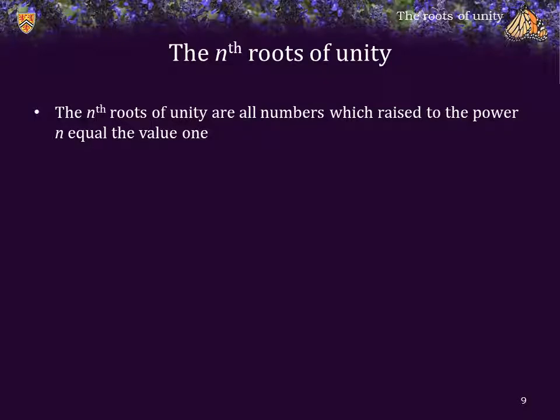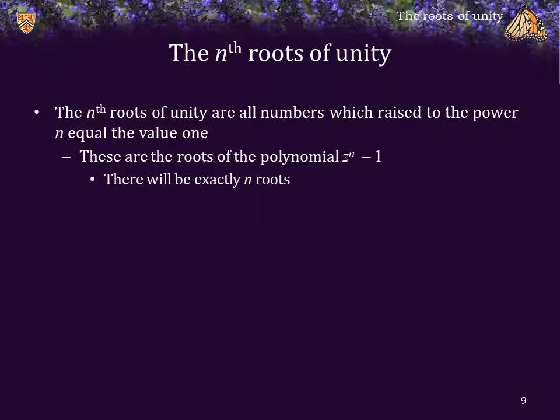Now, the nth roots of unity, where n is an integer greater than or equal to 1, are all numbers which raised to that power n equal the value 1. So again, these will be the roots of the polynomial z to the n minus 1, and there will be exactly n roots, and as you may guess, there are going to be n distinct roots, and they will all lie on the unit circle.